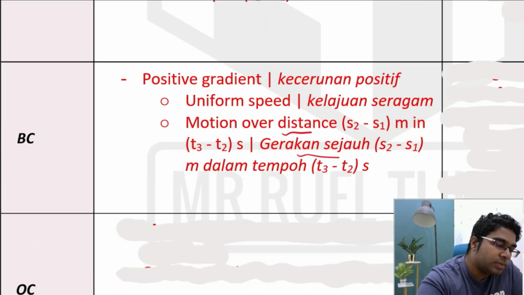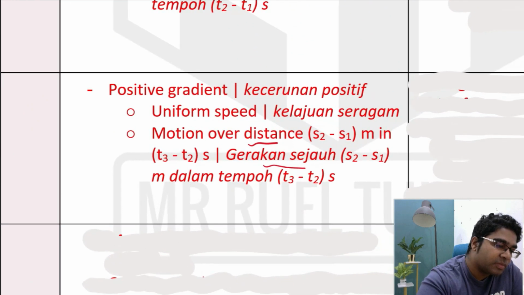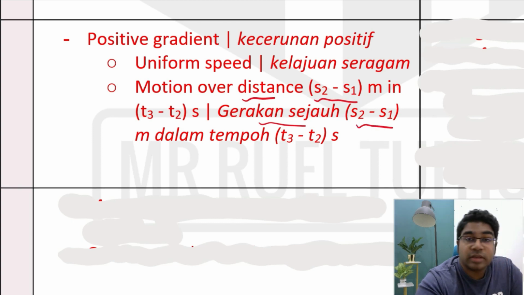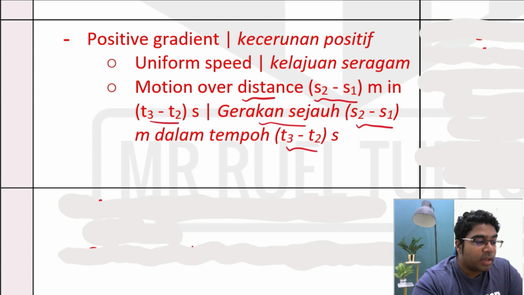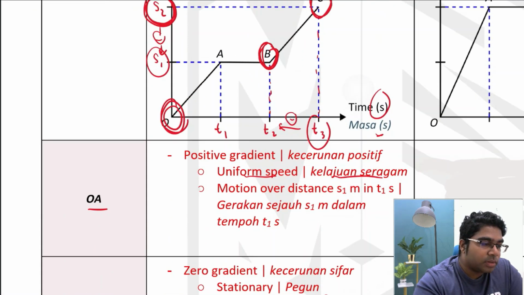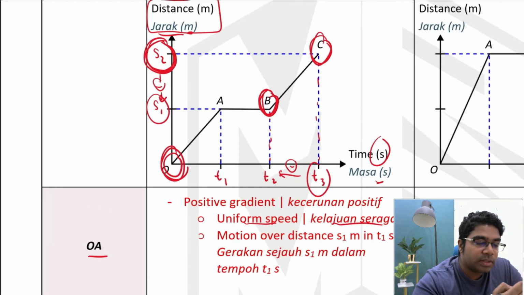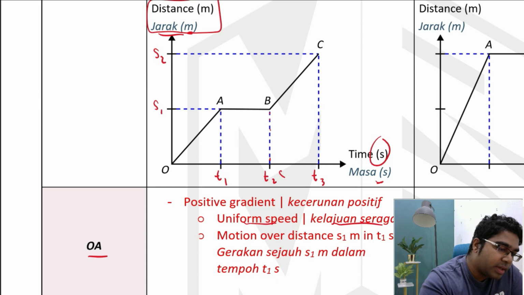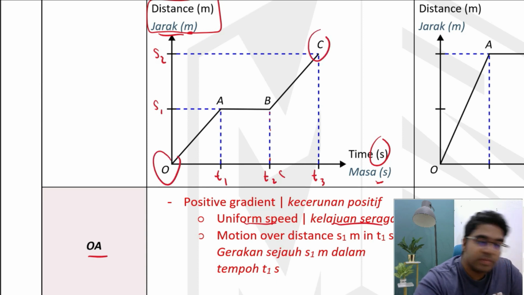So kita boleh tulis dalam tafsiran kita. We can write in our interpretation. So it moves a distance of S2 minus S1. Gerakannya sejauh S2 tolak S1 meter. Tempoh masa dia T3 tolak T2. T3 minus T2 seconds. And what about the overall dari O ke C? Apa yang kita boleh sebut tentang pergerakan dari awal ke akhir? From O to C, what can we say?